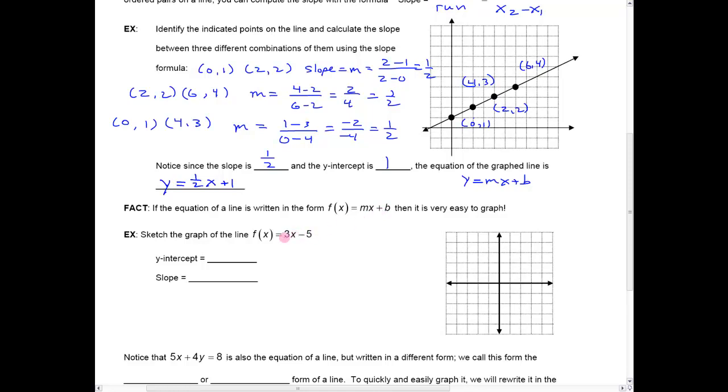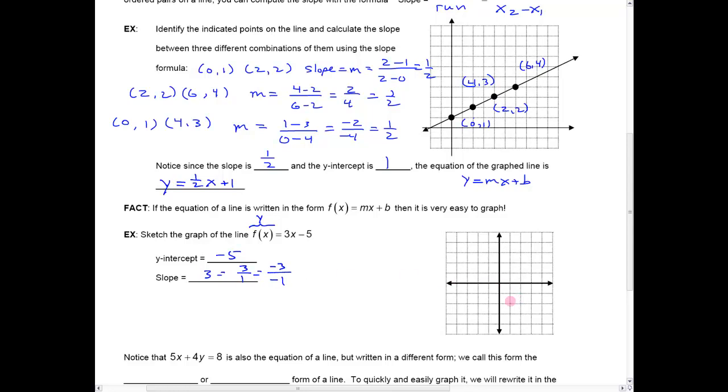So for example, if I wanted to sketch the graph of the line f of x equals 3x minus 5, remember f of x is just a fancy way of saying y. y equals 3x minus 5. I know my y-intercept is negative 5, and my slope is 3. And I can think of that 3 as a rise of 3 over a run of 1, or a rise of negative 3 over a run of negative 1. All those are the same thing.